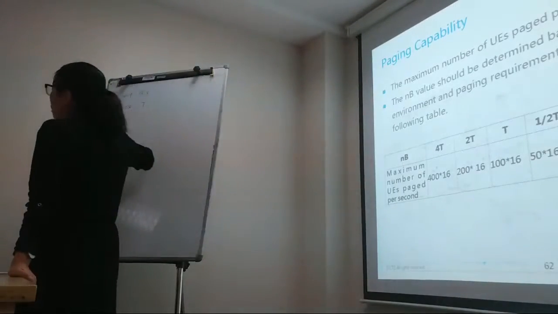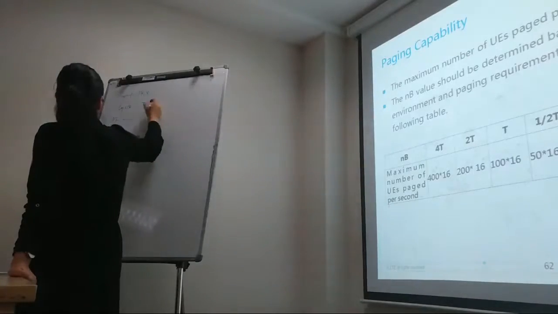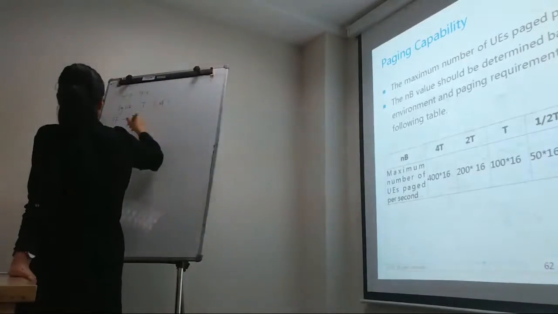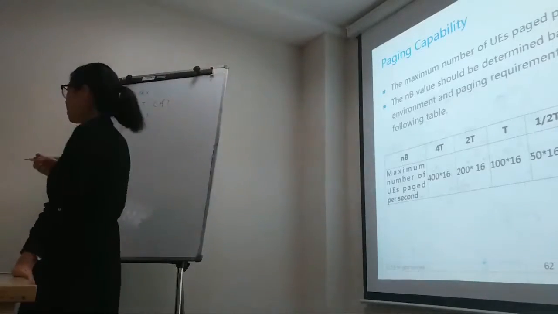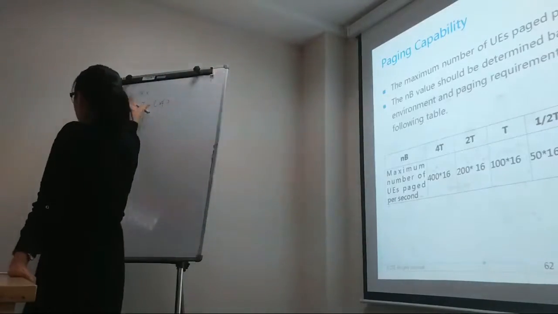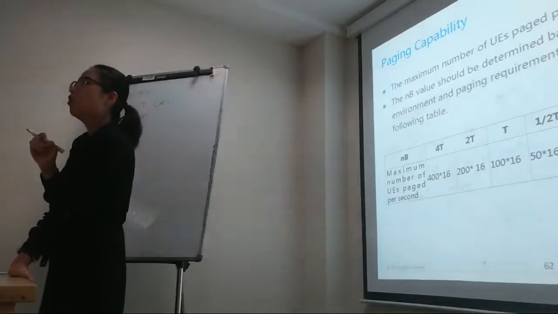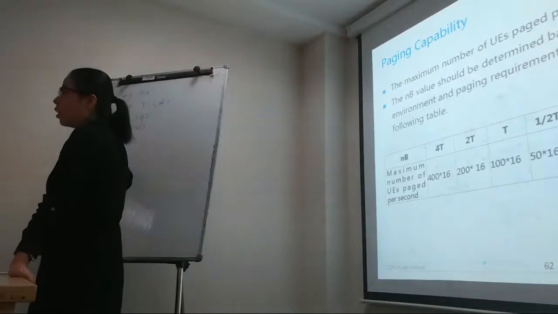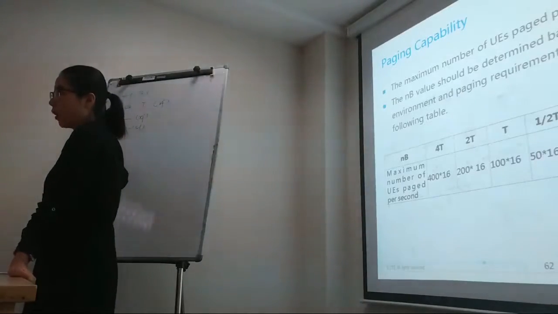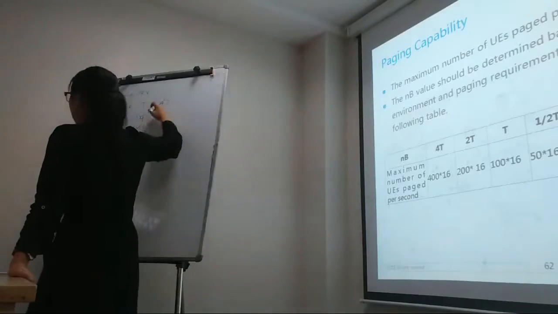So this is the unit. This unit is a radio frame. This unit is also a radio frame. This unit is a subframe. That means during this cycle, the UE only monitors the paging message at its PO, the paging occasion. We name it the paging occasion. So this is what we define.